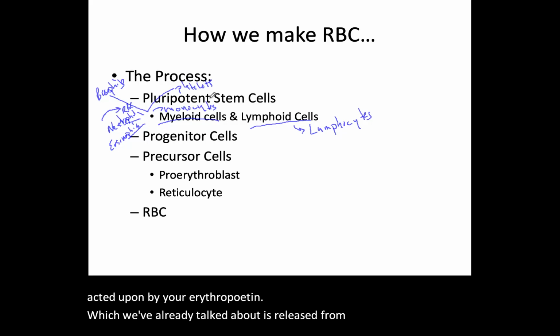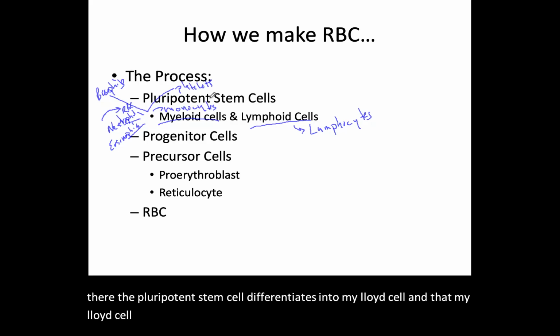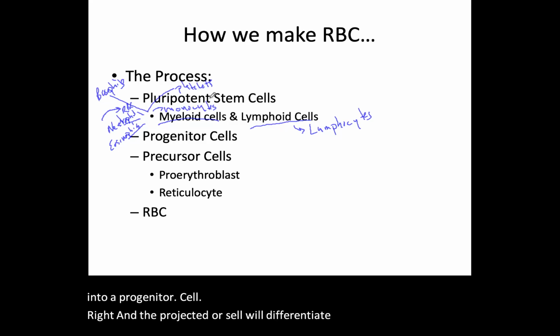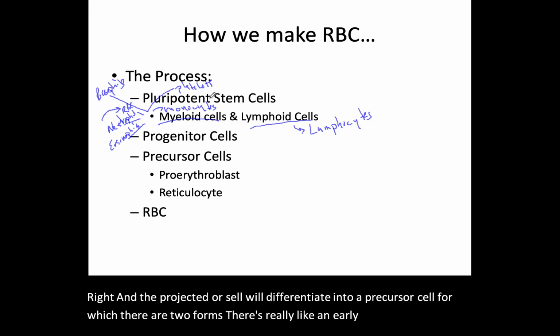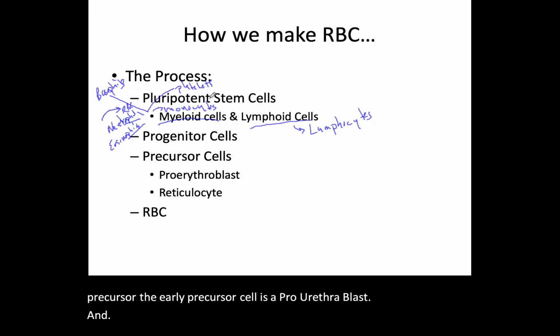And from there, the pluripotent stem cell differentiates into a myeloid cell, and that myeloid cell, under the direction of erythropoietin, is going to differentiate into a progenitor cell. And the progenitor cell will differentiate into a precursor cell, for which there are two forms. There's really an early precursor and a late precursor. The early precursor cell is a proerythroblast, and the proerythroblast is highly mitotic.